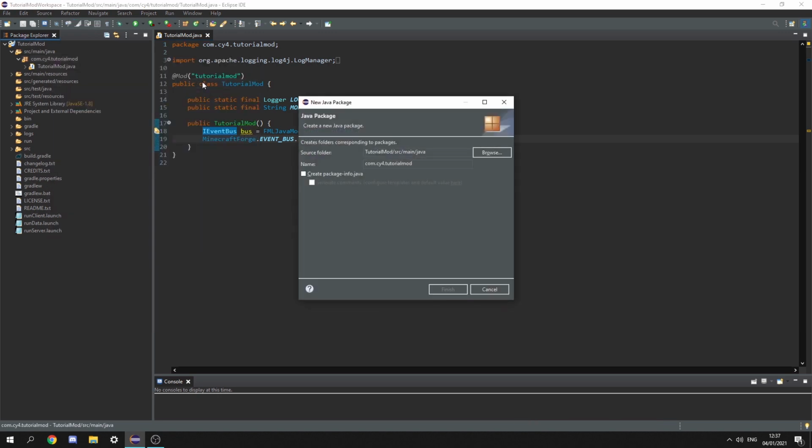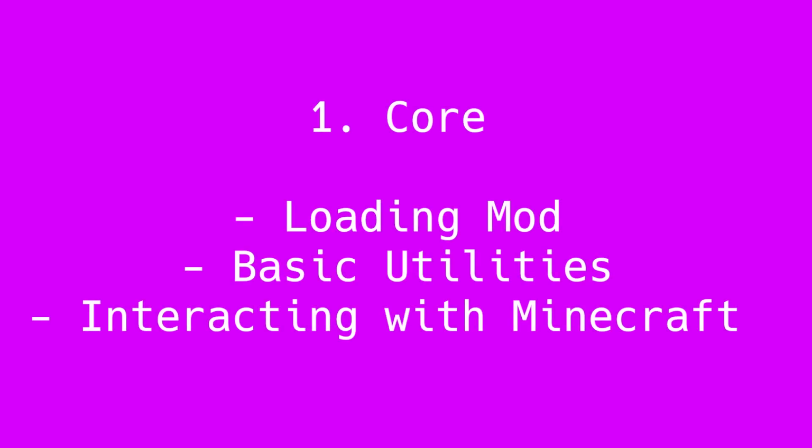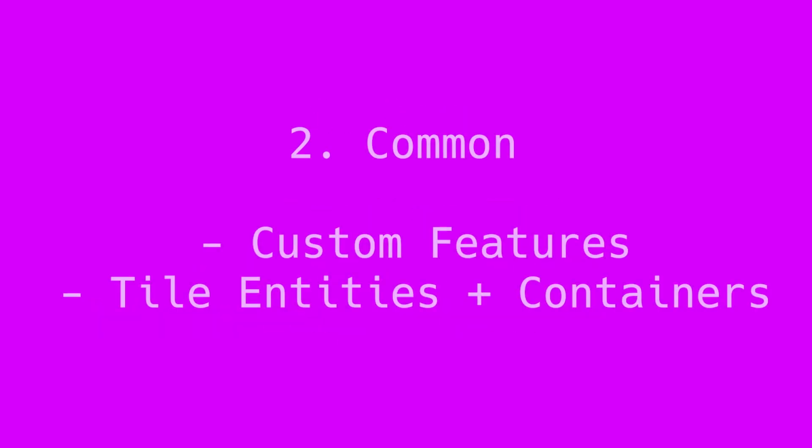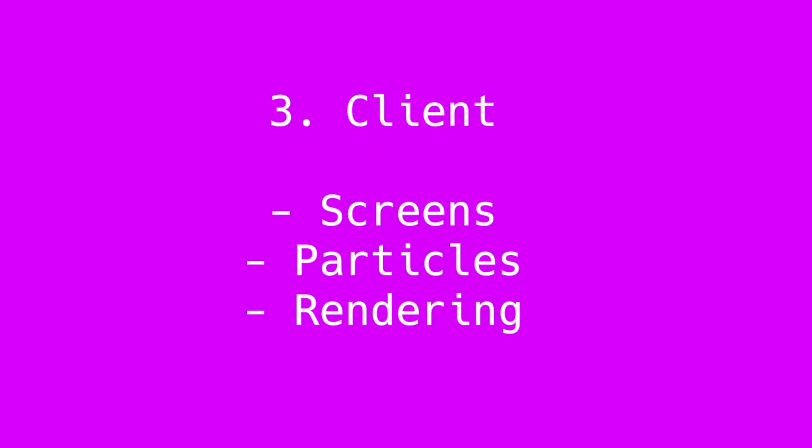And we're going to be splitting our mod into 3 sections. Core, which is going to be all the loading and all the stuff that actually interacts with Minecraft. Common, which is going to be all of our custom features, such as blocks with special features, tile entities and containers. And client, which is stuff that happens only with the client, for example, screens, particles, and rendering.